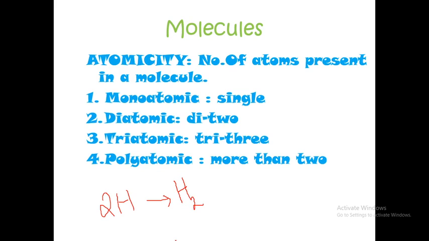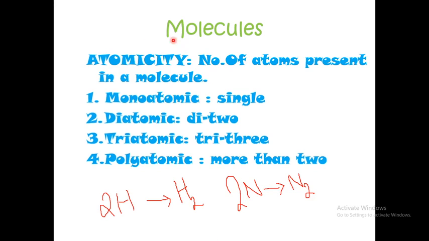Similarly, two atoms of nitrogen combine to give one molecule of nitrogen. Okay, so this is how a molecule forms.